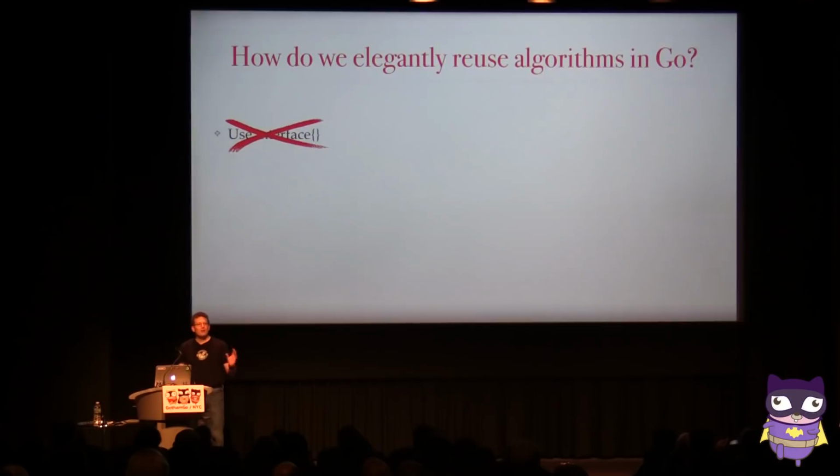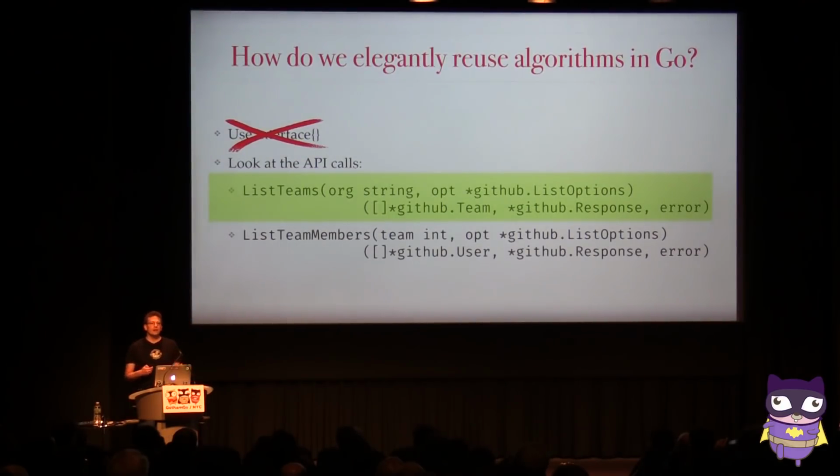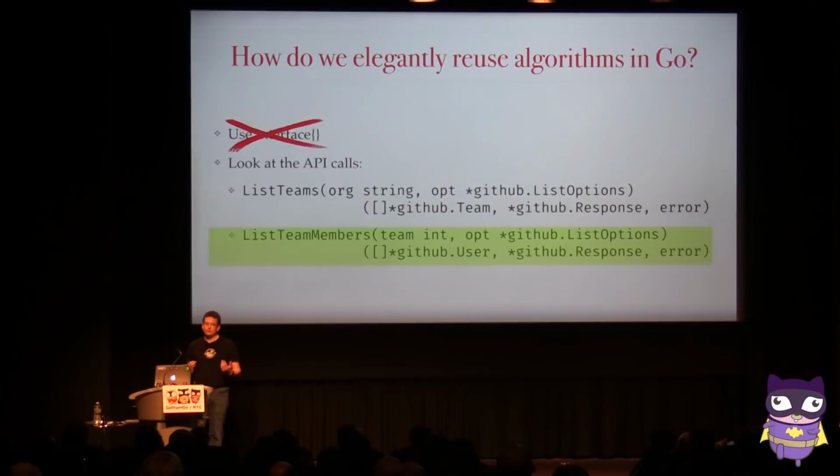But let's look at those two GitHub API calls again. There are differences, but there are also some data types in common there. So you look at list teams. It takes in a string and a GitHub list options pointer and returns back a slice of GitHub team pointers, a GitHub response pointer, and an error. List team members takes in an int and a GitHub list options pointer, returns back a slice of GitHub user pointers and a GitHub response pointer and an error.